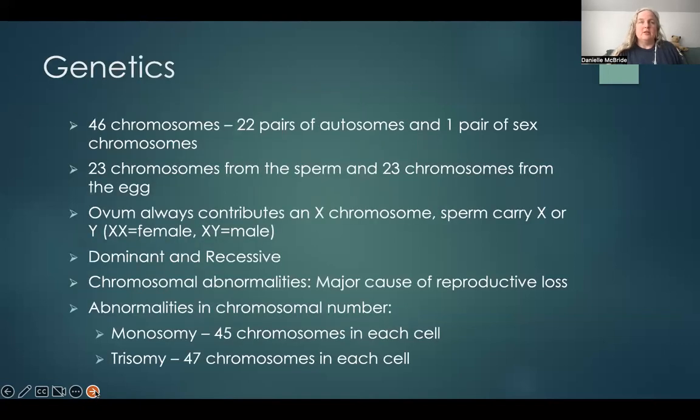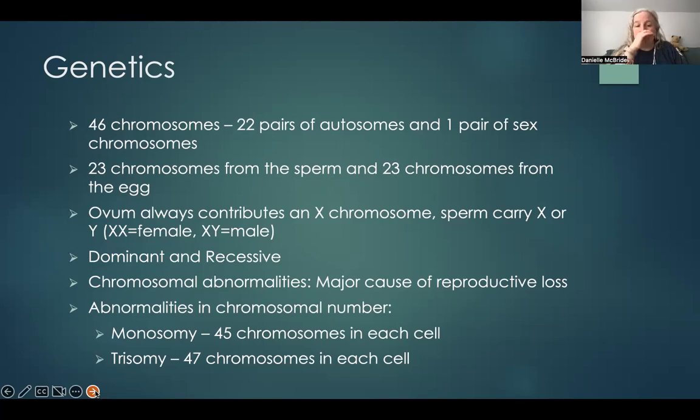So when we start with genetics, you should have already learned about a lot of this stuff, but basically what we're thinking about is the number of chromosomes we have, and if we have an abnormality in our chromosomes, then that can affect the way we grow our babies. So if we have an abnormality in numbers, we can have a monosomy or trisomy. Our most common trisomy is going to be Down syndrome.